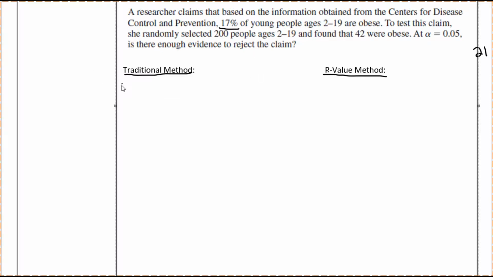So step 1 is to identify our claim and our hypotheses. So we have H0 and HA. If we look at the 17% statement, it says that 17% of young people ages 2 through 19 are obese, which means that the proportion is equal to 0.17. So we're writing that as a decimal here. And this is our claim.